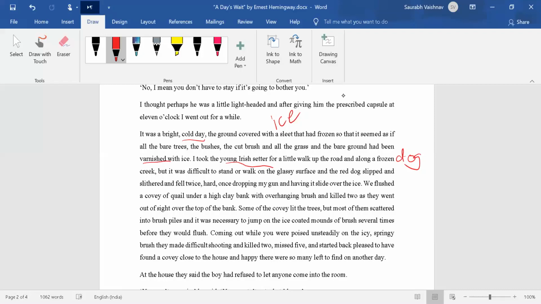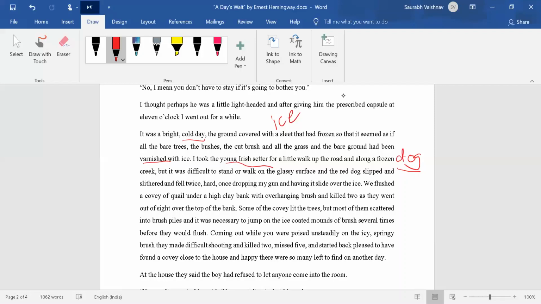But it was difficult to stand or walk on the glassy surface, and the red dog slipped and slithered and fell twice hard, once dropping my gun and having it slide over the ice. Now the dog was finding it difficult to walk on ice, and even the gun was also dropping from the shoulder of the father.